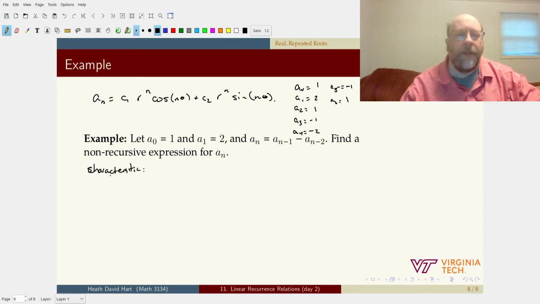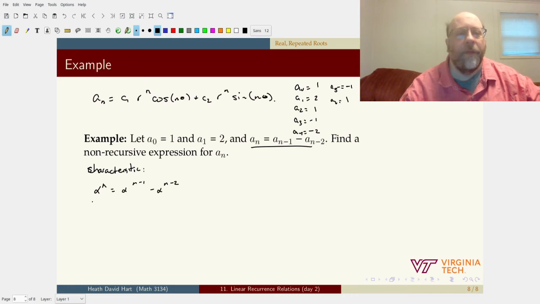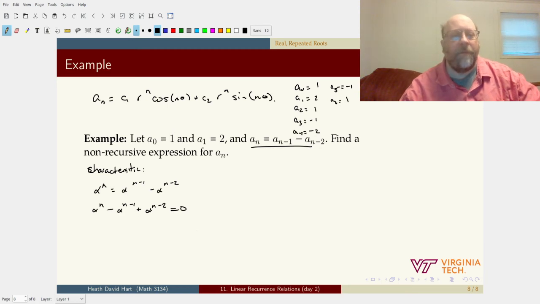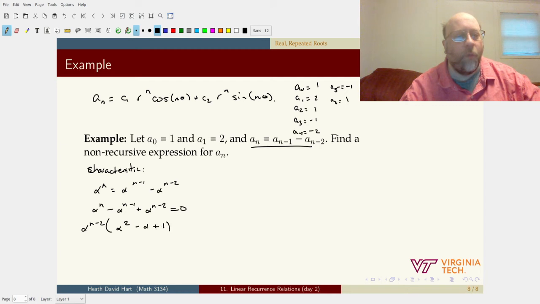This is going to be from right here: alpha to the n equals alpha to the n minus 1 minus alpha to the n minus 2. Bring everything to one side and subtract 0, and we get equal to 0. Take out the alpha to the n minus 2, and we're left with alpha squared minus alpha plus 1.